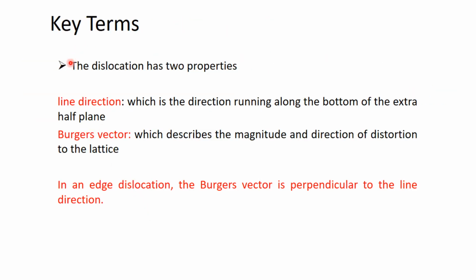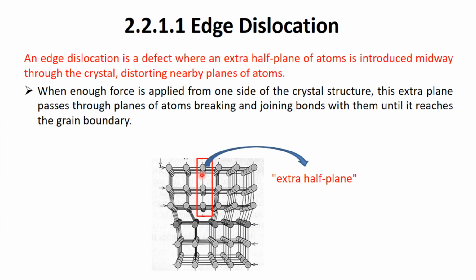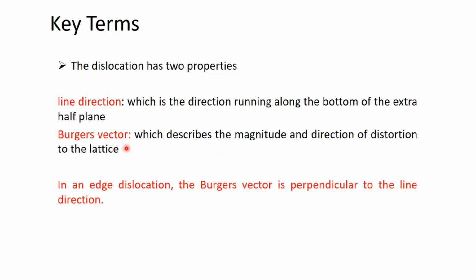Key terms. The dislocation has two properties. Line direction, which is the direction running along the bottom of the extra half plane. So this extra half plane moves in a certain direction, that is called the line direction.